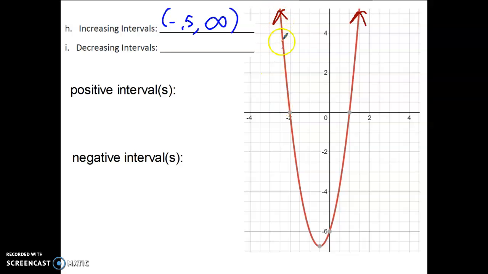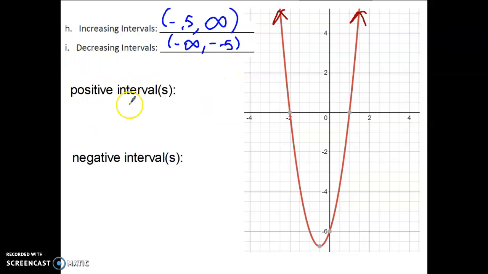All right, decrease is this side. Remember, we read our graph from left to right, so even though that arrow is pointing up, I'm going this way when I read the graph. This whole piece of it is decreasing, and it decreases until this point, which again, that x value is negative 0.5. So I'm going to decrease from negative infinity to negative 0.5.